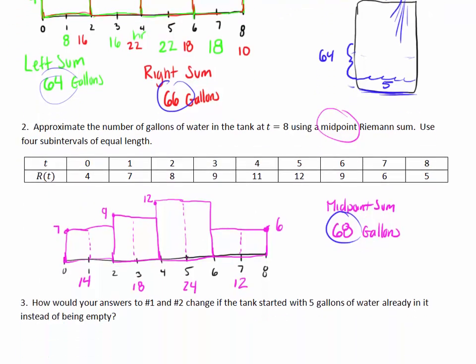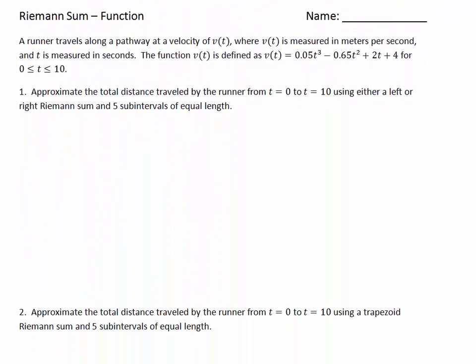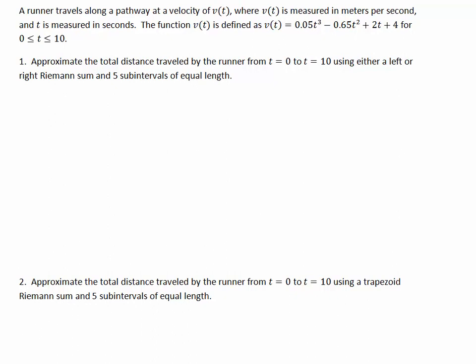All right, finally, let's take a look at what happens when we have an equation instead of a graph or a table. So this is problem number 1 on the function problem. It says a runner travels along a pathway at a velocity of v of t, where v of t is measured in meters per second, and t is measured in seconds. The function v of t is defined as this little beast right here for 0 to 10. So it looks like this equation is valid for 10 seconds.